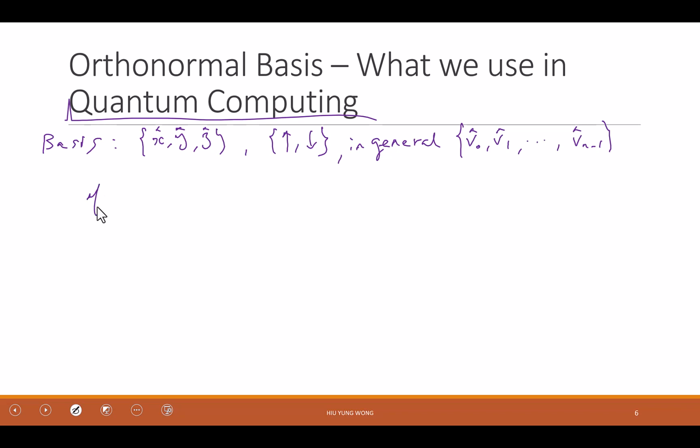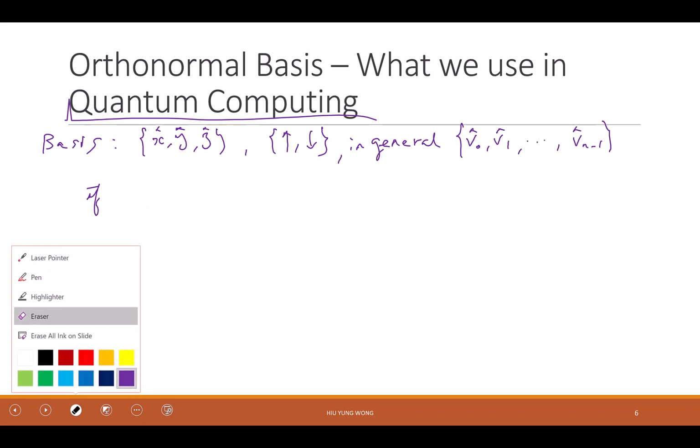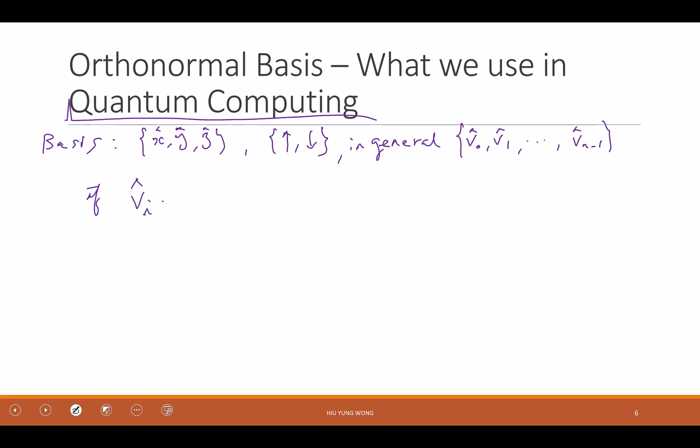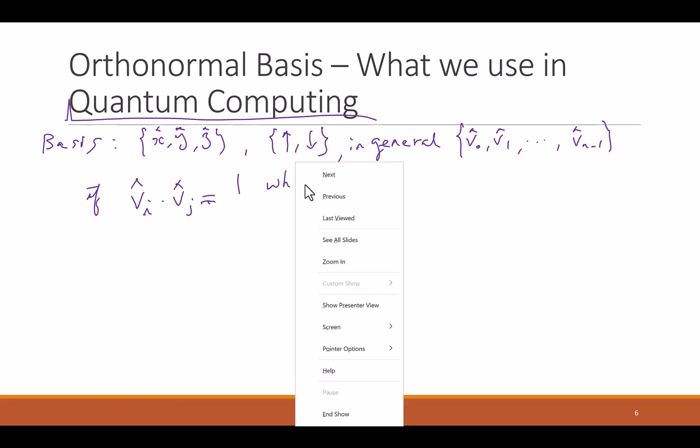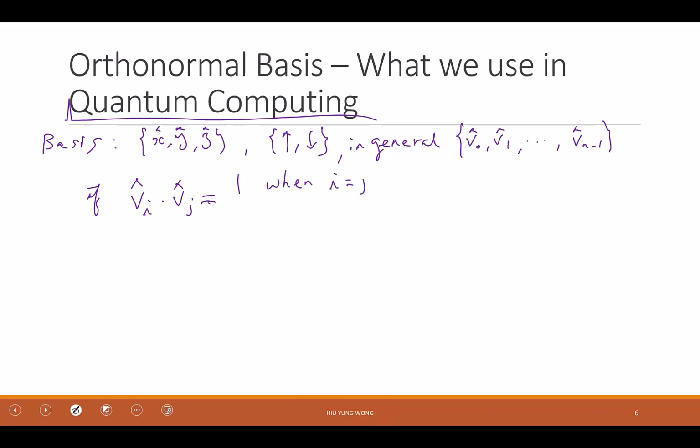So if Vi dot Vj equals 1 when i equals j, and equals 0 when i does not equal j, then this is called an orthonormal basis. Okay, the basis spanned by me is orthonormal.